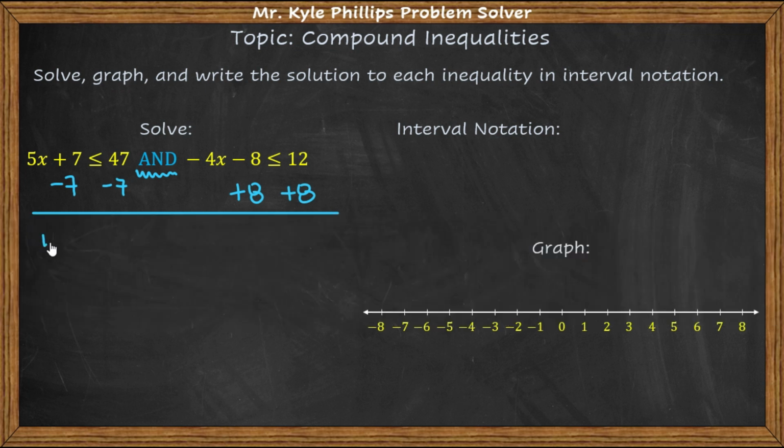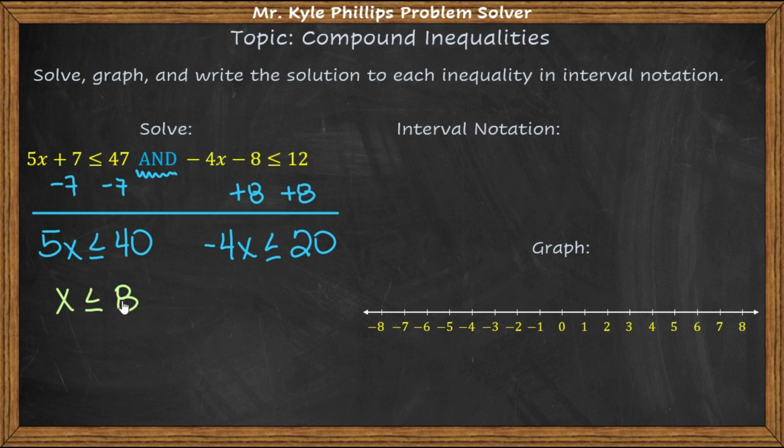So here we now have 5x is less than or equal to 47 minus 7, which gives us 40. And then here we have -4x is less than or equal to 12 plus 8, which is 20. And then we're going to divide here. So we have x is less than or equal to 8 and x is greater than or equal to -5. Remember, anytime you divide by a negative number, the inequality changes direction. So that's what I did here.